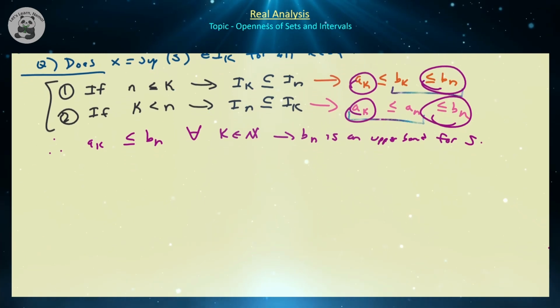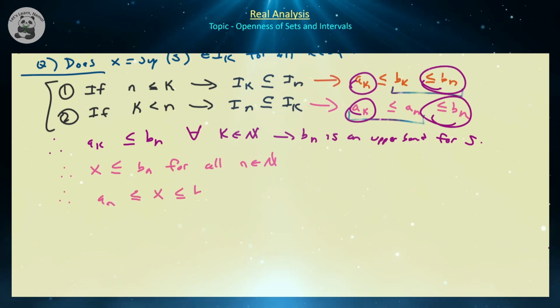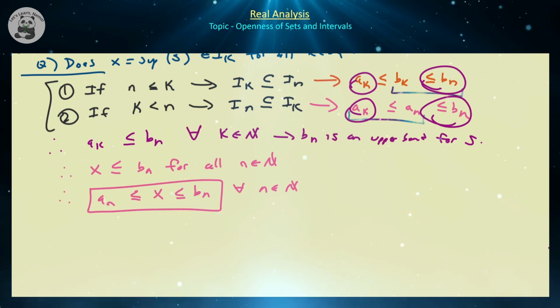Right? So what can we get from that? So that means this point, the supremum, must be less than or equal to B_n, and that must be true for all n in the set of natural numbers. In particular, A_n must be less than or equal to x and less than or equal to B_n, and that again is true for all natural numbers n, right? So we have this particular thing.